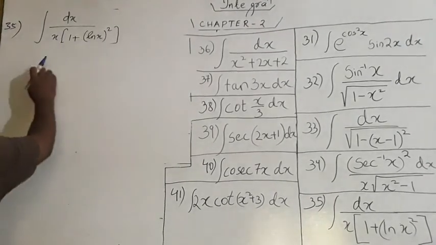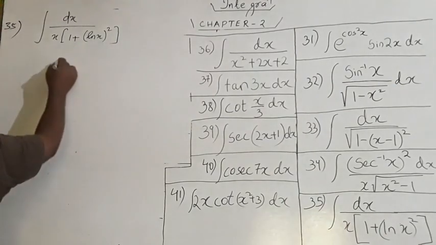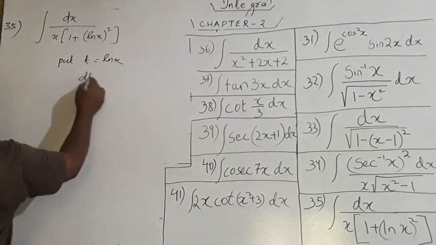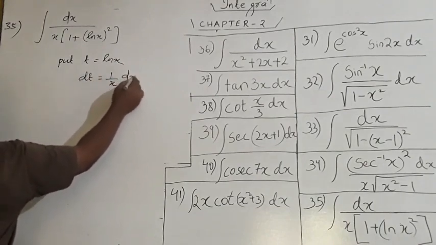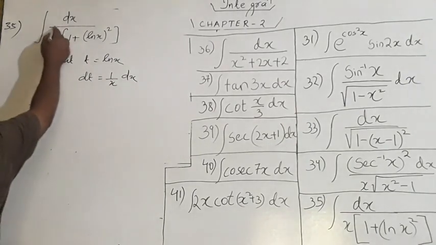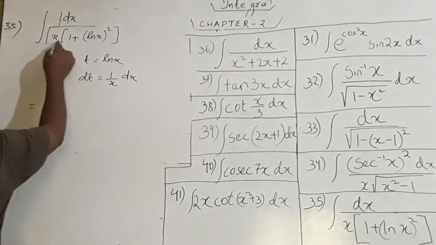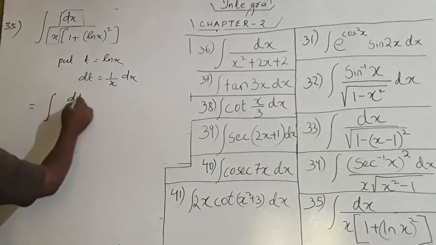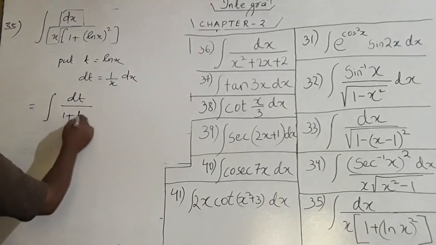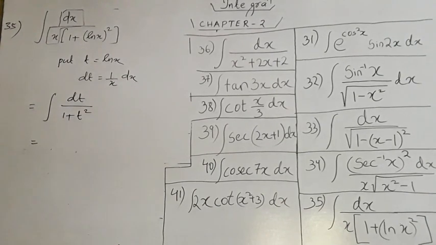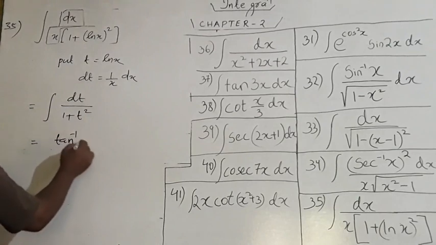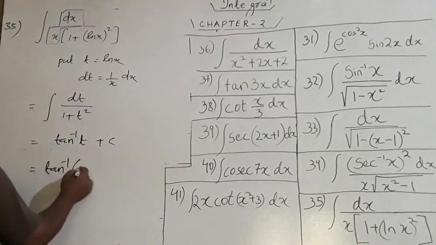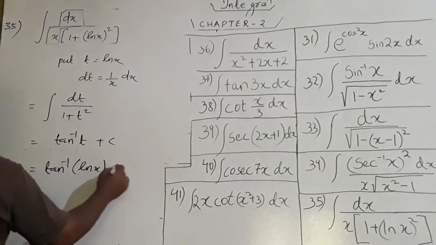Okay. What you have to put here? As the derivative of ln x is 1 by x, put t is equal to ln x. dt becomes 1 by x dx, that is dx by x. For dx by x you have to put dt. It is dt by 1 plus t square. What is its integration? It is tan inverse t plus c. That is tan inverse, in place of t you have to put ln x, plus c. Okay.